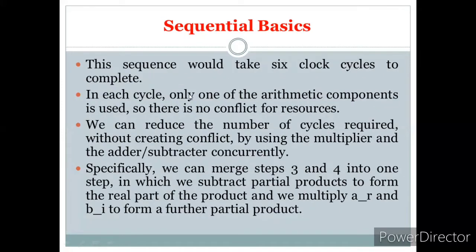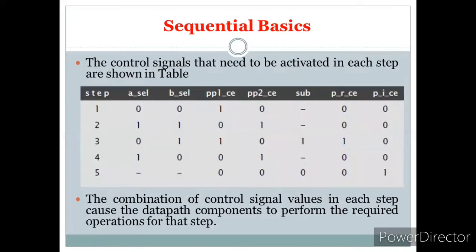So what happens? One step, or one clock cycle, we can reduce. It means that we are improving the performance. So that plays a crucial part. So then we try to modify the design. Specifically, if you merge step 3 and 4, in which we subtract the partial product and we perform the multiplication, if it is carried out concurrently, then we can save 1 clock cycle there. So that is one possibility of designing.